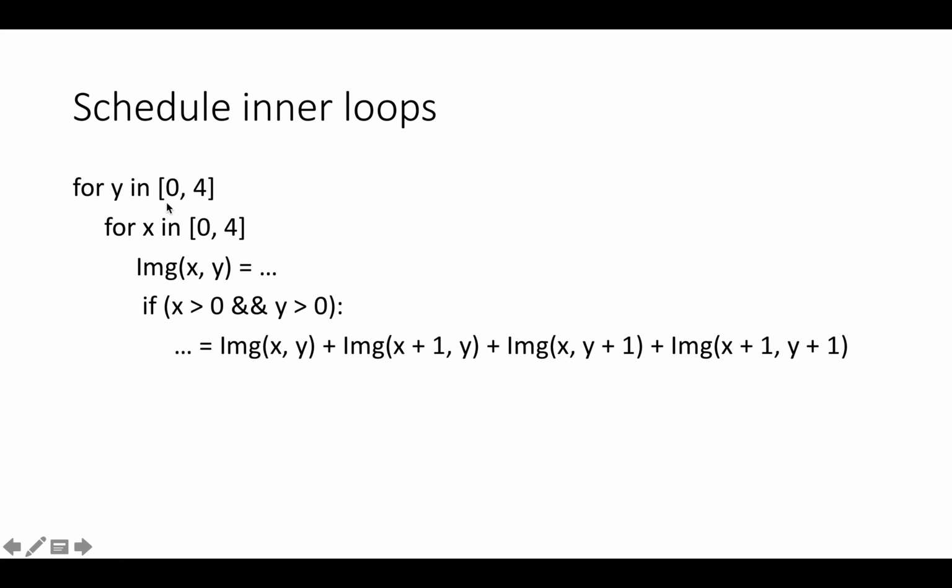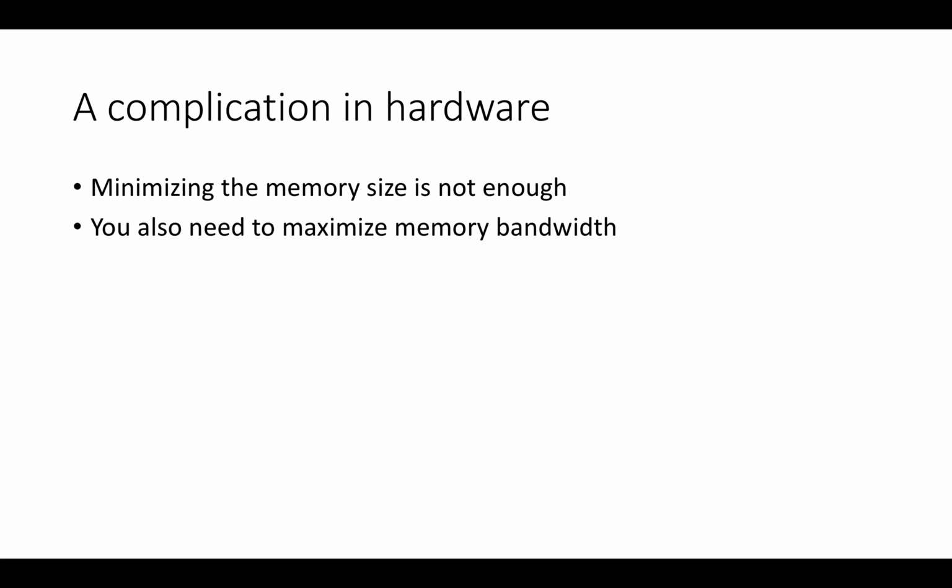And then once we schedule the inner loops, we get something that looks like this. The final loop nest is for y in 0 to 4, for x in 0 to 4, no matter what, set the next pixel of the image. And then if x and y are both greater than 0, do one of the output stencils of the 2x2 stencil in the original consumer loop nest.